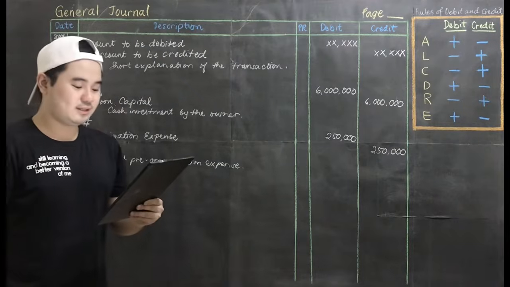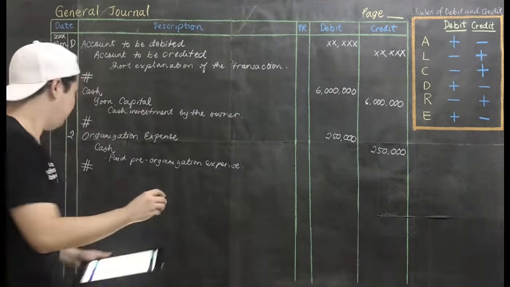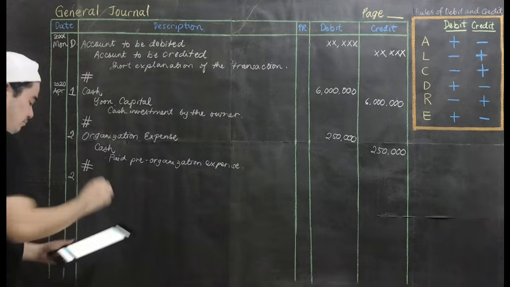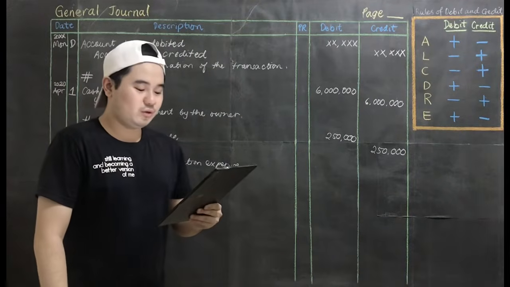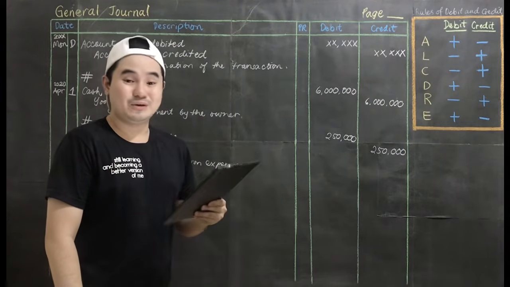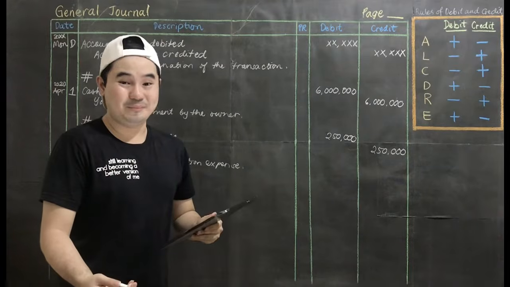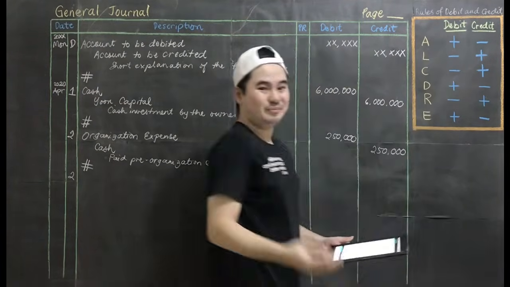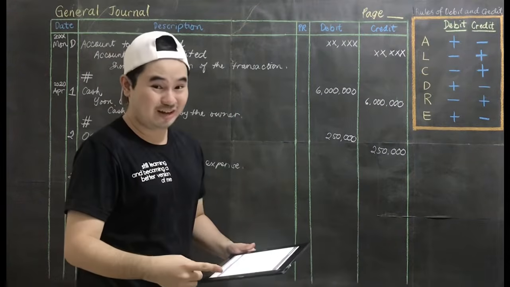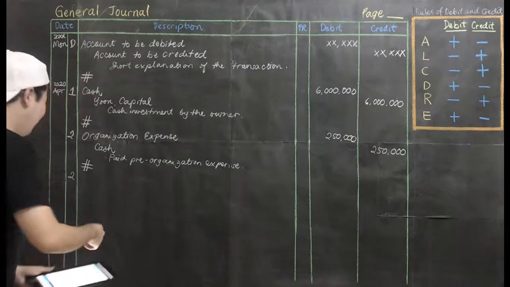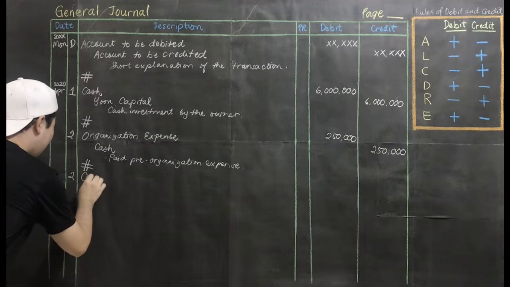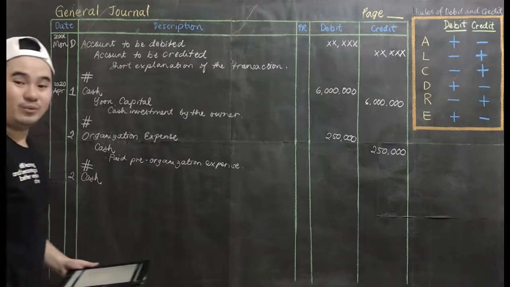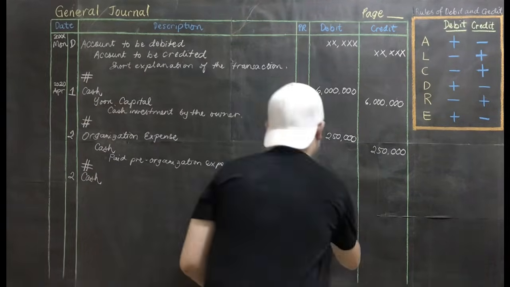Meron pa ulit tayo isang transaction noong April 2. Bank borrowing was approved, 100,000. So, nagkaroon ng cash ang company dyan. Cash is an asset. Pag nagkakaroon ng asset, nilalagay sa debit. Nanghiram ng pera, di ba? So, nagkaroon ng company ng cash. Di ganun din. Debit, cash. Inutang, 100,000.